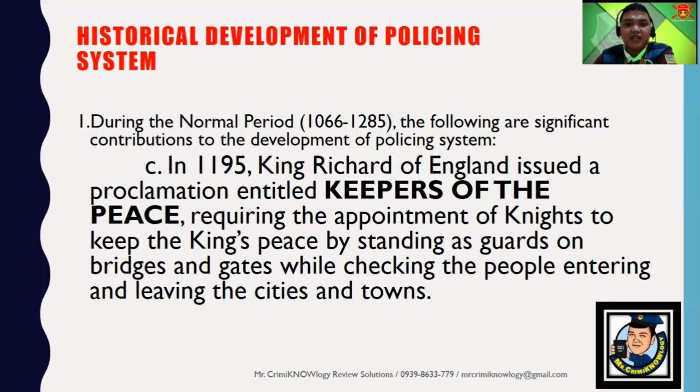In 1195, King Richard of England issued a proclamation entitled Keepers of the Peace, requiring the appointment of knights to keep the king's peace by standing as guard on bridges and gates while checking the people entering and leaving the city.